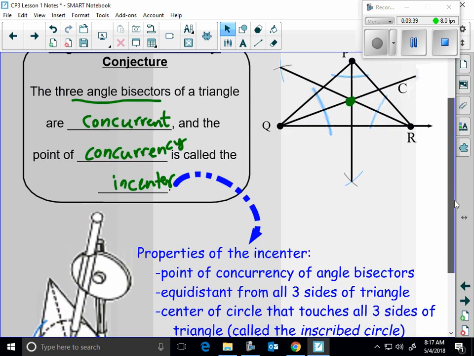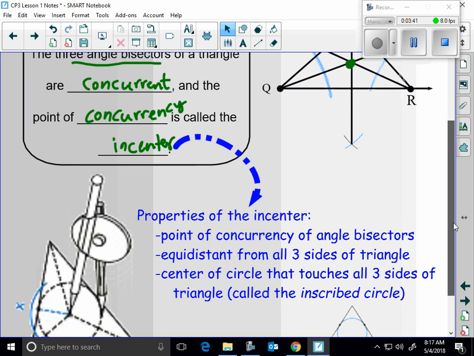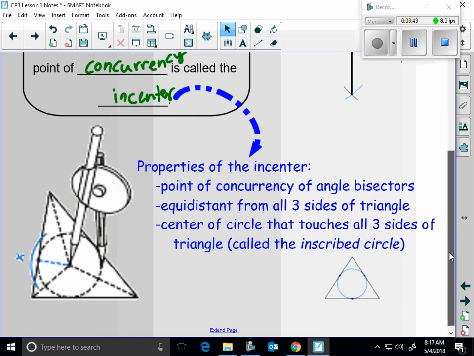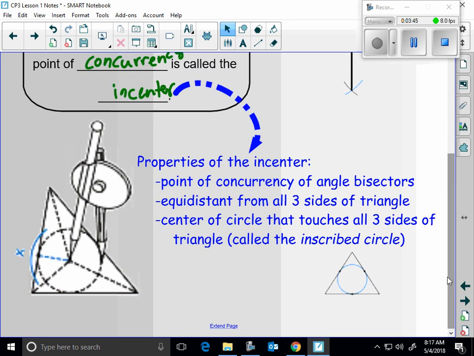Correct. So properties of the in-center. The point of concurrency of the angle bisectors is equidistant from the three sides of the triangle. And the center of the circle that touches all sides of the triangle is the inscribed circle. So it's the center of the inscribed circle, and the center of that inscribed circle is equidistant from the three sides.